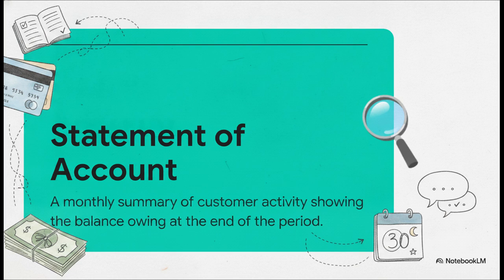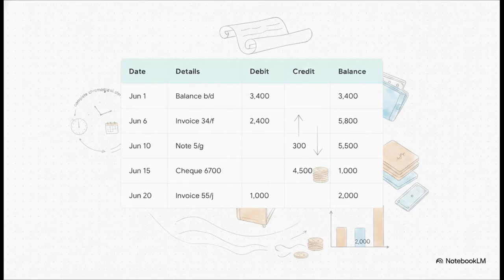In the business world, its main job is to remind customers to pay up, while also giving both parties a chance to double-check for any pesky errors. Let's break down a real statement of account from Lima Furniture Suppliers to see exactly how this running total works. Notice how it tells a complete chronological story.